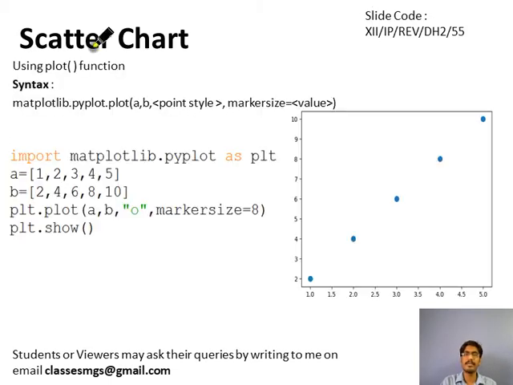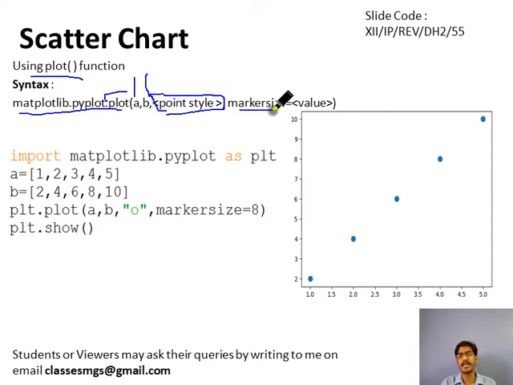Okay, we will see using the plot function first, and then we will see using the scatter function. If you want to draw the scatter chart through the plot function, then we will use this syntax: plot as usual, then data set 1, data set 2, then the point style you need to pass along with the marker size. If you pass the point style, then it will be easy for you to draw the scatter graph through the plot function.